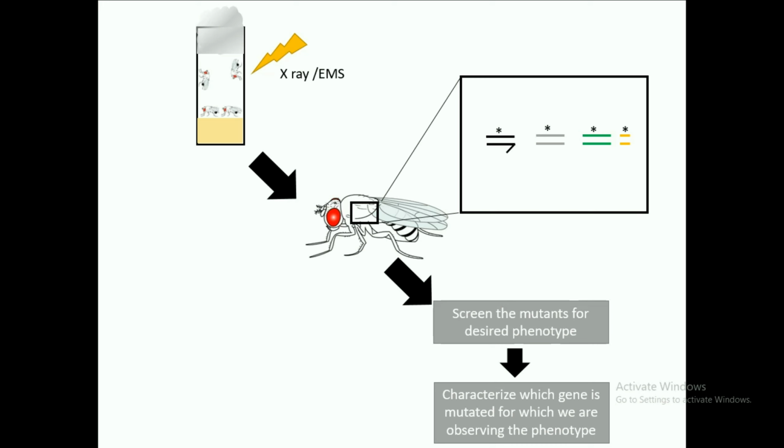So in the mutant fly, let's say all the chromosomes are hit, and then we look for the phenotypes that we are expecting. And let's say we saw a biological process is perturbed in the mutant. That means in the mutant some gene is perturbed, and that's why you don't have that biological process going on. Then we go back and check which gene is mutated. So this is the outline of forward genetic screen.